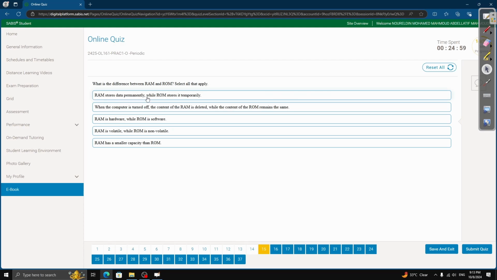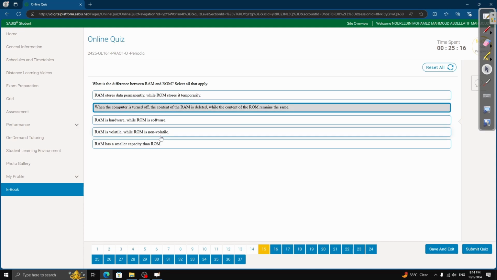RAM stores data permanently and ROM stores it temporarily. This is false, as if ROM were to store data temporarily, you'd constantly have to update the code in your ROM just so your computer can open. When the computer is turned off, the content of the RAM is deleted while the content of the ROM remains the same. This is indeed true.